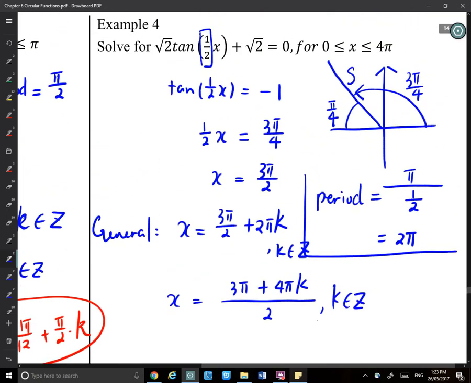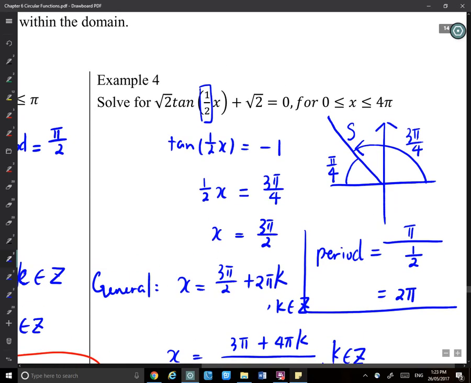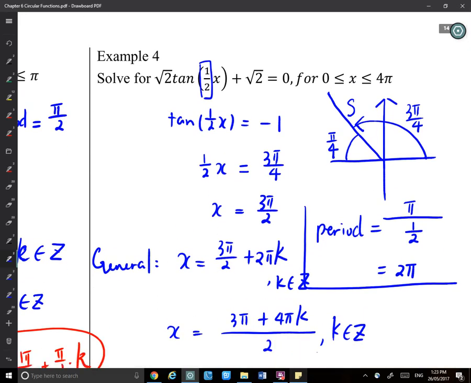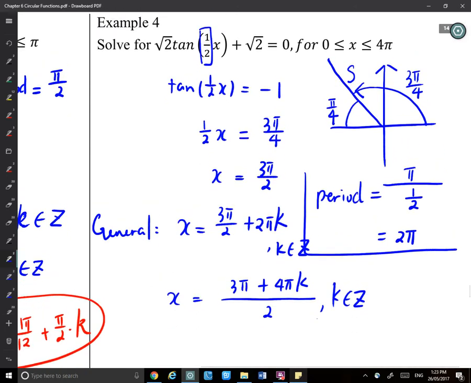Okay, the domain is 0 to 4 pi. Well, let's have a think. How many solutions do you expect from this? The number of solutions. No, don't calculate, just have a think.